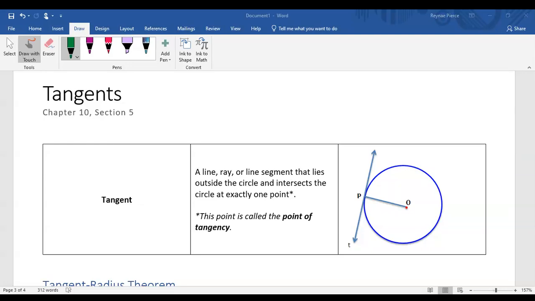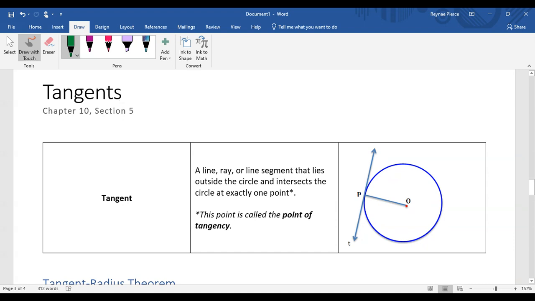Section 5 is the last section we're going to talk about in the chapter. It is about tangents, and tangents are any line or line segment that lies outside of the circle and intersects the circle at exactly one point. In this picture to the right, point P is what we call the point of tangency, where the tangent line intersects the circle, and line T is tangent to the circle.